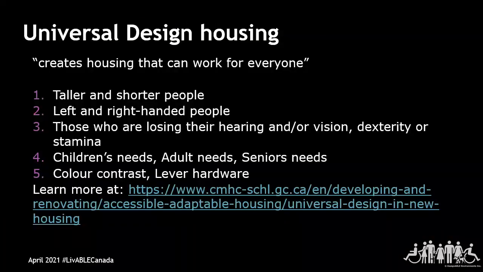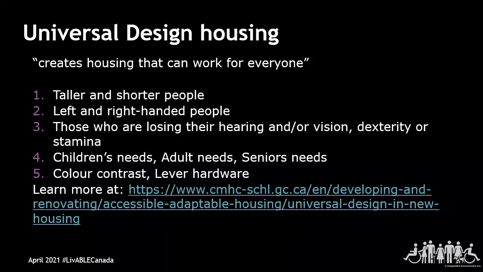So finally, number 3, universal design housing. This creates housing that works for everyone. When you think about a typical house, we're thinking about averages for people, but we're not accounting for the differences between taller and shorter people, left and right-handed people, those who are losing their hearing or vision, dexterity, or stamina. We're not thinking about the differences between children's needs, adults' needs, and seniors' needs. And of course, none of our design trends are accounting for important things like color contrast and lever hardware. So again, the CMHC has a great website with lots of good information about universal design housing that I encourage you to look at.